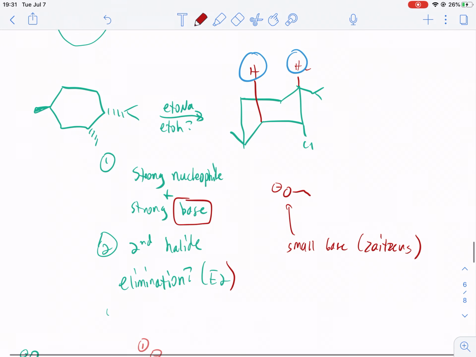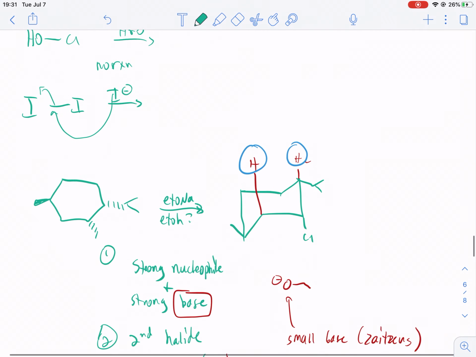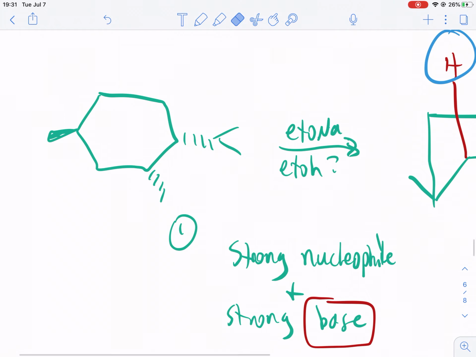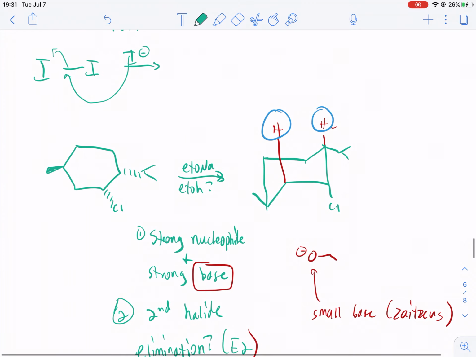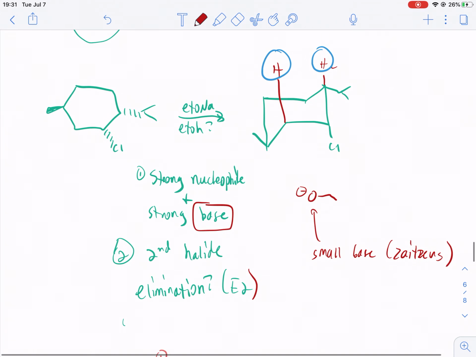Okay, so for this one, we have this thing, right? And what is it? Chlorine down here? Yeah. Okay, so we have this thing. So we're trying to figure out what reaction is going to happen.